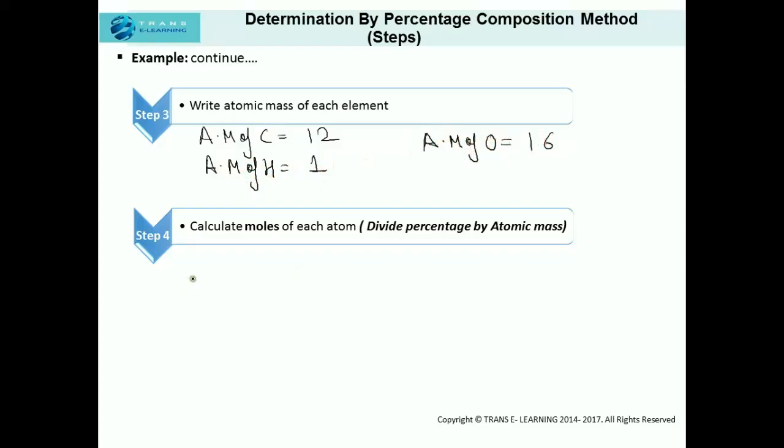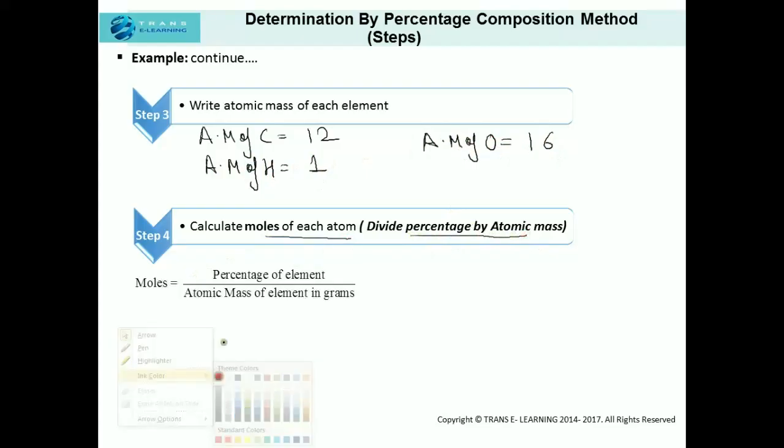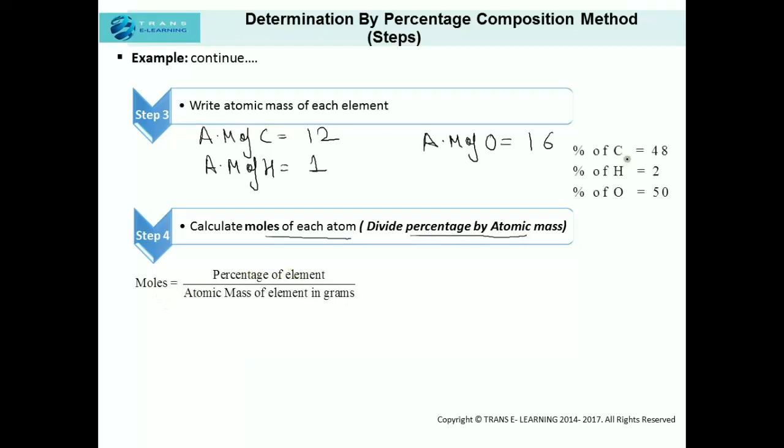Now the fourth step, calculate moles of each atom, that is, divide percentage by atomic mass. So in order to find the moles, we have to divide the percentage of each and every element by its atomic mass. Here are the percentages of carbon, hydrogen, and oxygen as given in the question. First of all, I'll find the moles of carbon. That will be equal to the percentage of the element, that is given as 48, upon its atomic mass, that is 12. So this will come out to be 4.